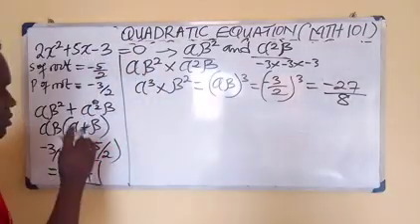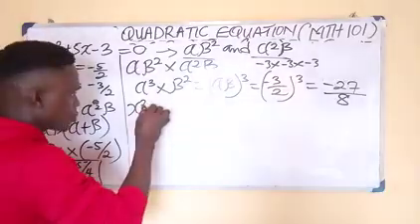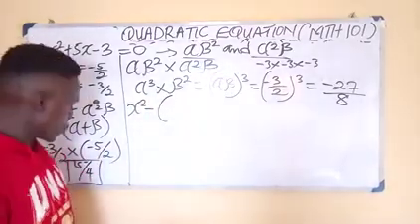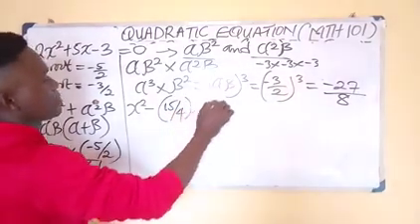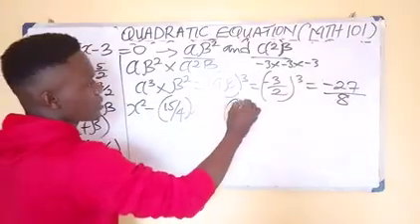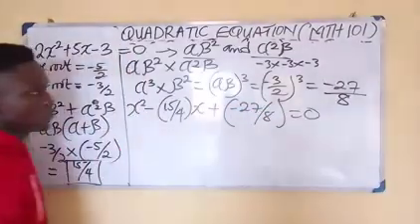So the product of these roots is this, and the sum of these roots is this. Therefore, it becomes x squared minus the sum of roots, we got 15 over 4, then x, plus the product of roots, we got minus 27 over 8, all equal to 0.